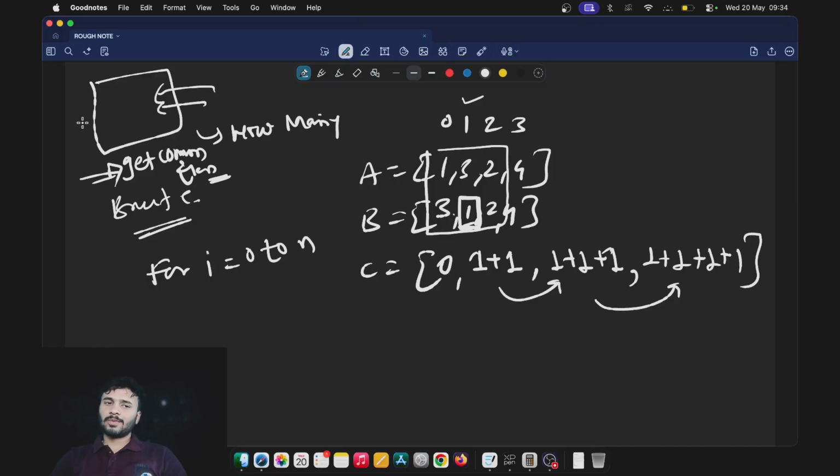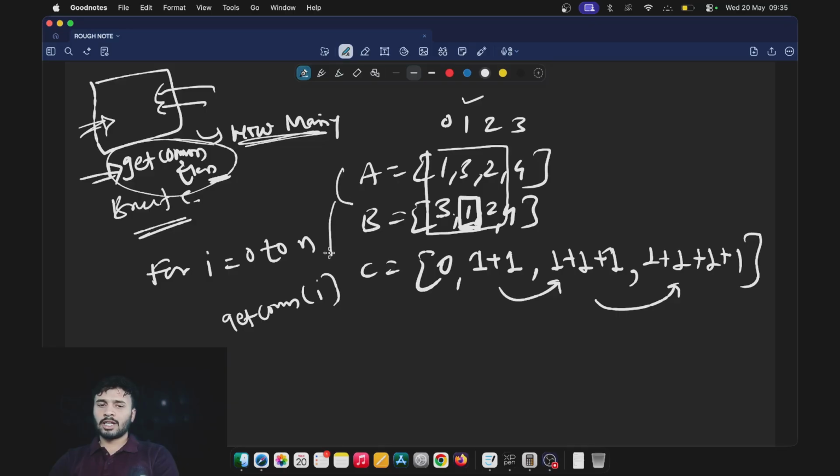So at this point we know what this will do, but we actually did not implement it, right? We will implement it later, but just assume that this will give us how many are common at this point in both arrays. So in get common, I will pass the I, and obviously both arrays, and it will give us the count, and C of I will be that count.